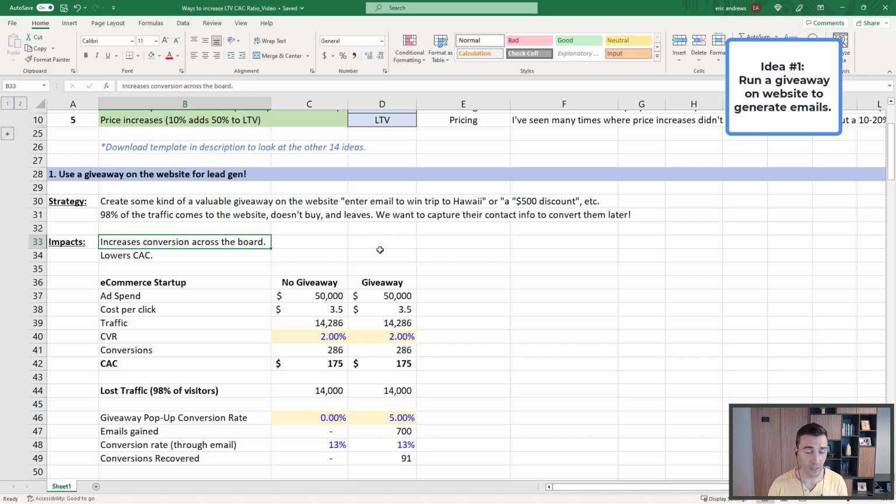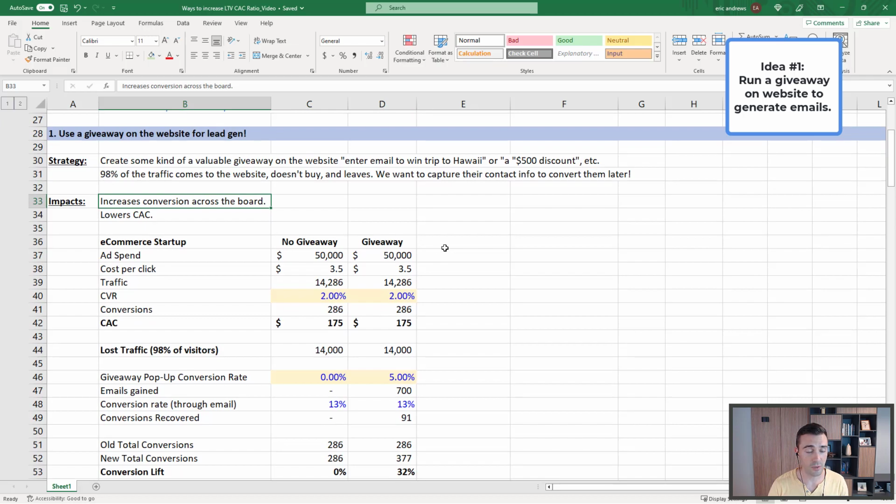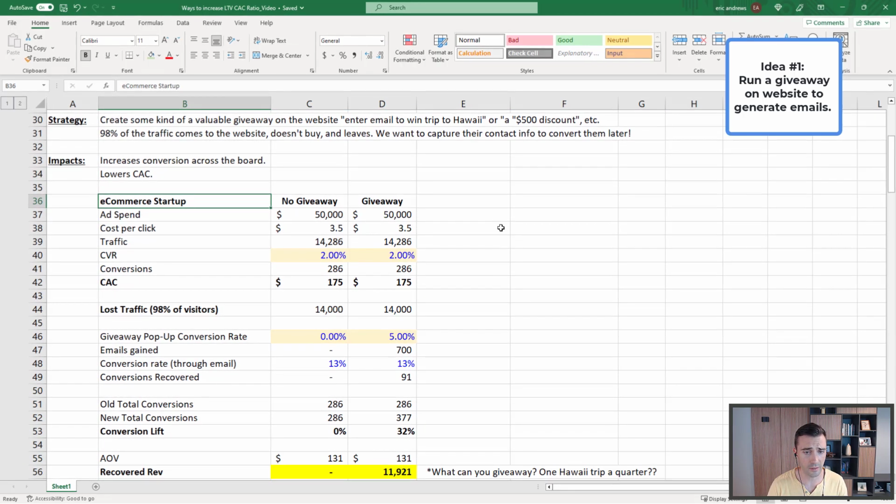By creating this lead gen, we establish a point of contact and we can try to sell them something down the line. So this, in general, will increase conversion across the board. It will also usually lower CAC. And so here's what the unit economics look like.